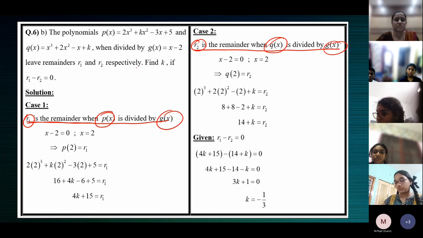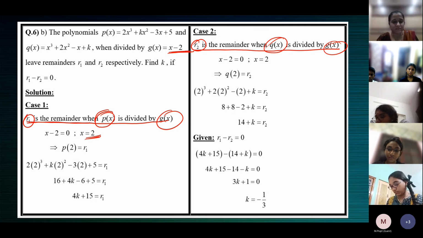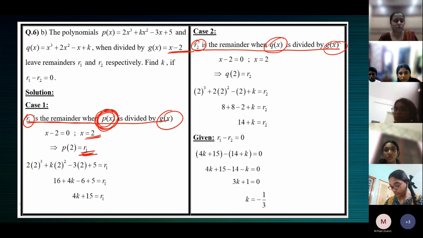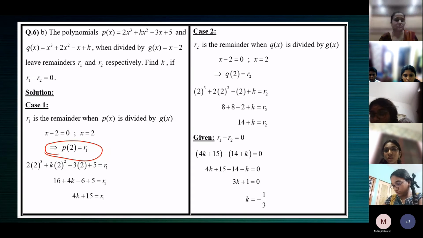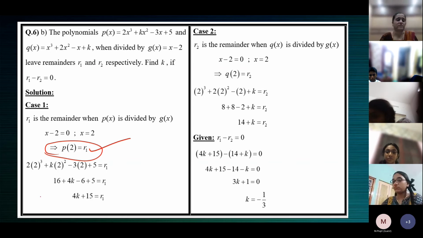That means what? What is G of x? X minus 2. X minus 2 is equal to 0. X is equal to 2. P of 2, because this is P of x. So you must say P of 2 is equal to the remainder R1. Do you understand the condition? P of 2 is equal to the remainder R1. Yes or no, children? Yes, ma'am. Okay.